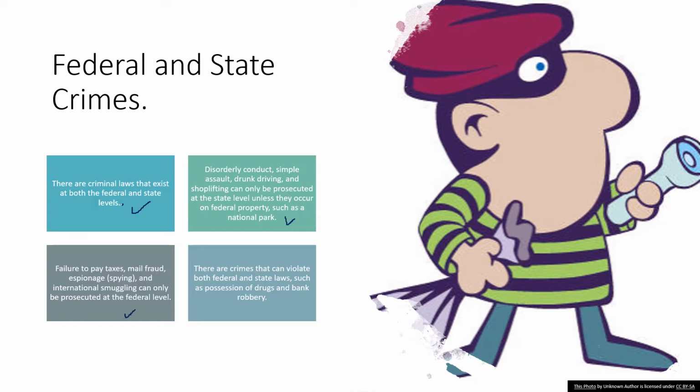Now, failure to pay taxes, mail fraud, espionage, which is spying for another government or an outside organization, and international smuggling can only be prosecuted at the federal level because these are more of a national issue. Now, there are crimes that can violate both federal and state laws, okay, such as possession of drugs and bank robbery, okay? So if you rob a bank, you can be charged at the state level and at the federal level. And if you are selling drugs or have a large amount of drugs on you, you could be charged by the state and the federal government as well.